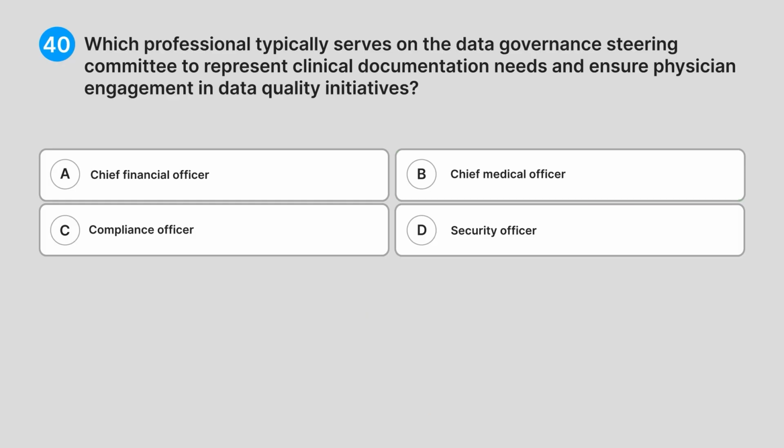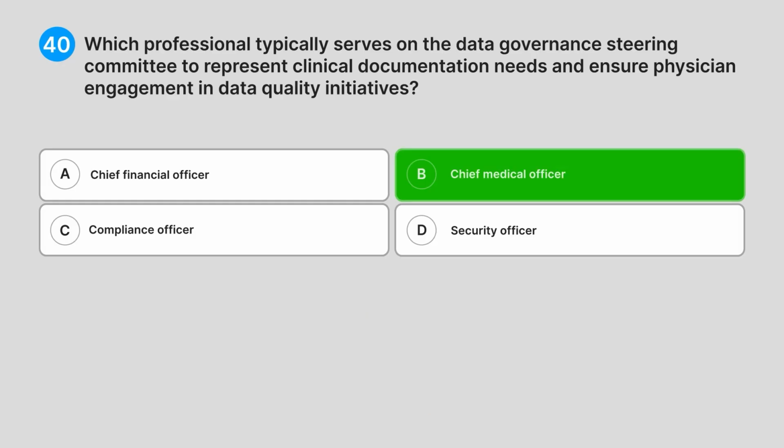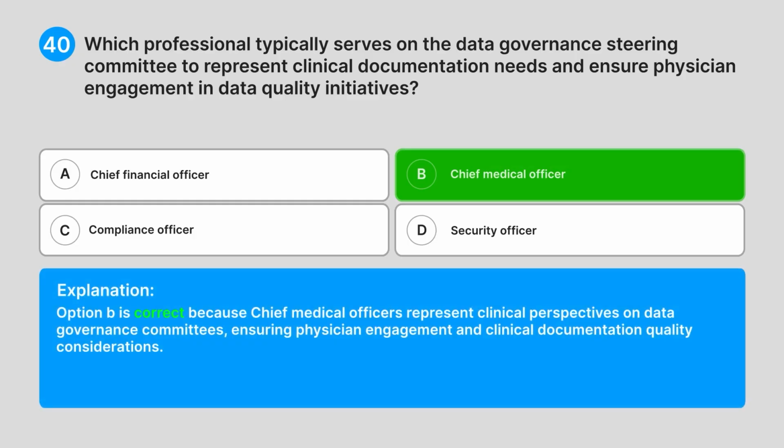Correct answer, B. Chief Medical Officer. Explanation. Option B is correct because Chief Medical Officers represent clinical perspectives on data governance committees, ensuring physician engagement and clinical documentation quality considerations.